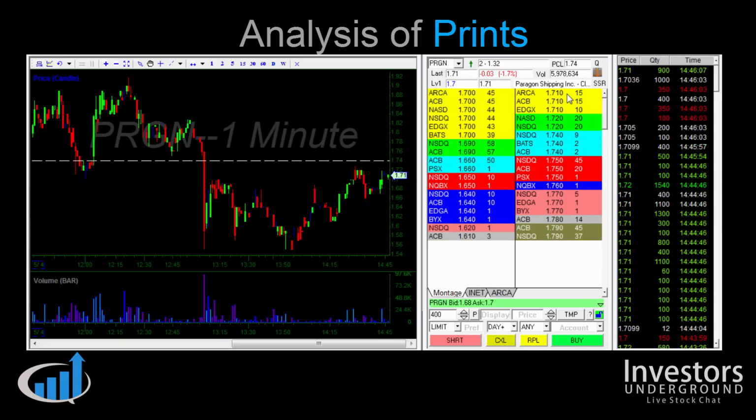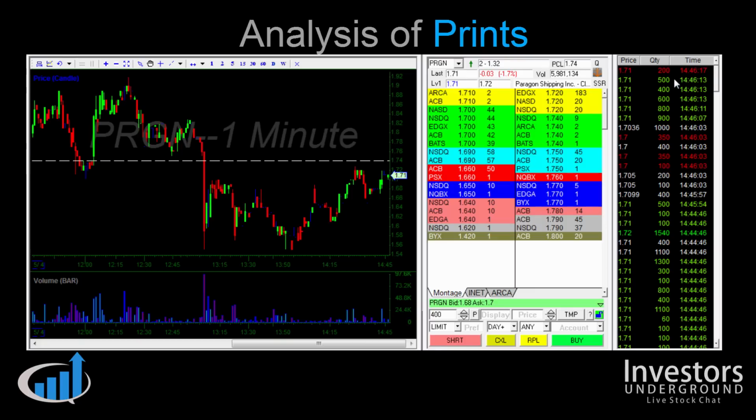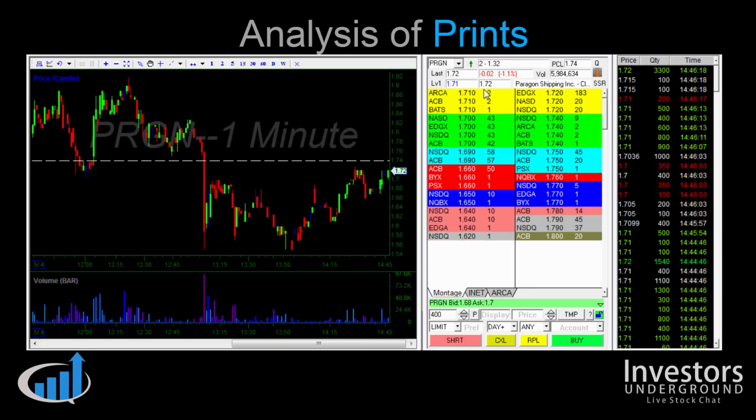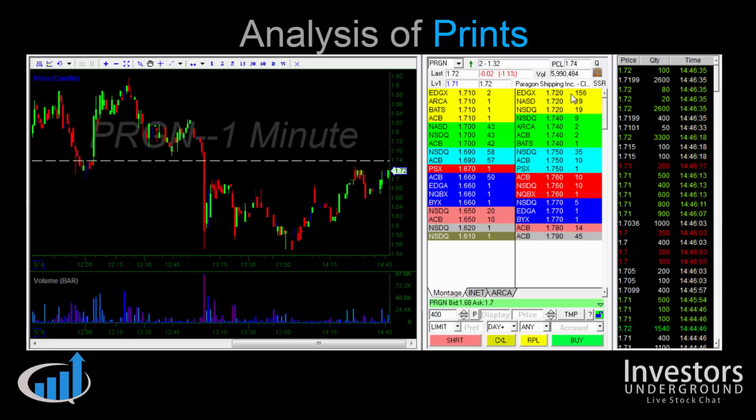But now we're seeing some volume. So people are buying now from that offer. The offer is disappearing because people are eating it up. And now we've moved through that offer. The bid has come up 1 cent. And if people want to buy now, they can buy it at $1.72 from someone selling, or they can put a bid at $1.71 or $1.70 and see if they get filled there.